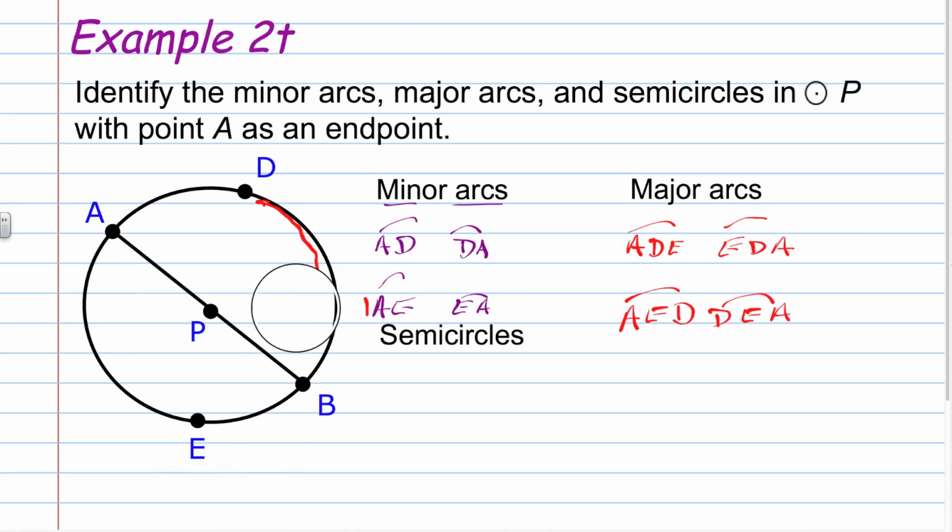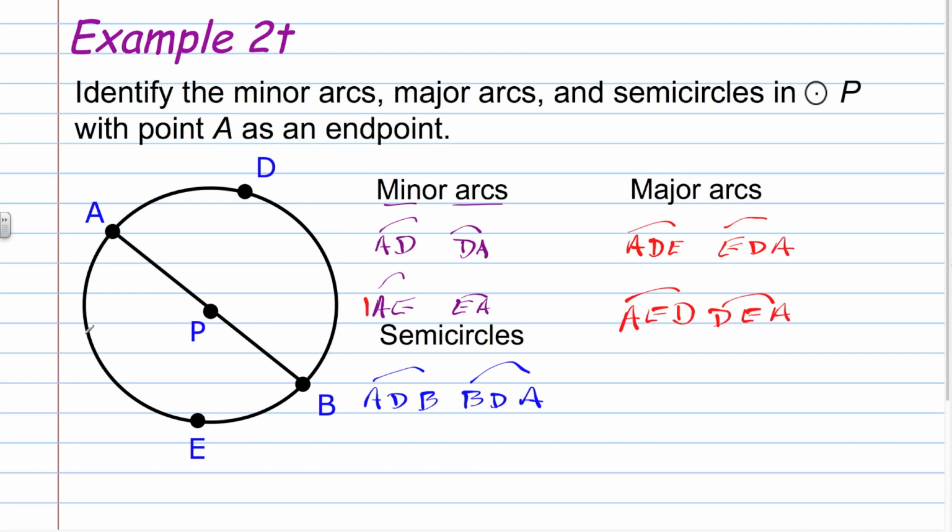Now, identifying the semicircles, that's pretty easy. Finally, we get to the semicircles. That's half a circle. So semicircle starting in A going this way, clockwise, A, D, B. So we'd have semicircle represented by arc A, D, B. Switching the B and A around, we'd have B, D, A.